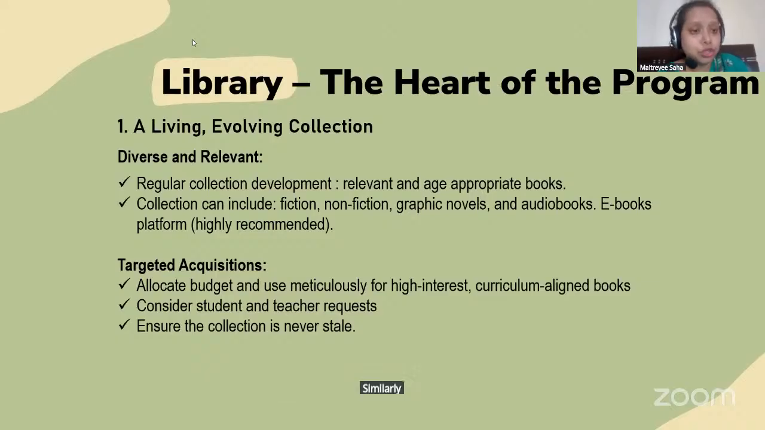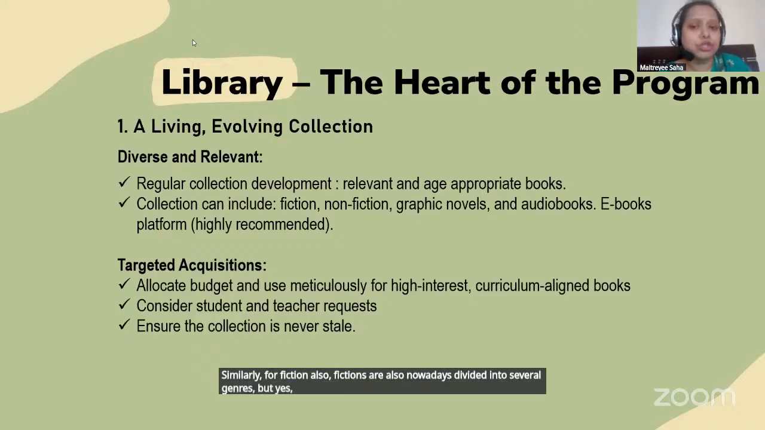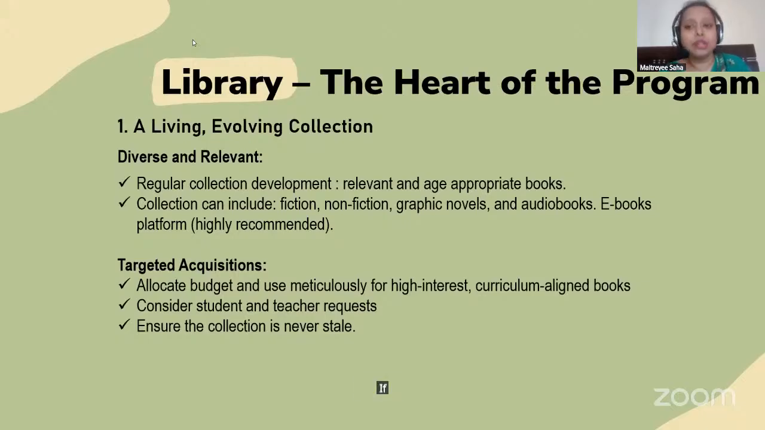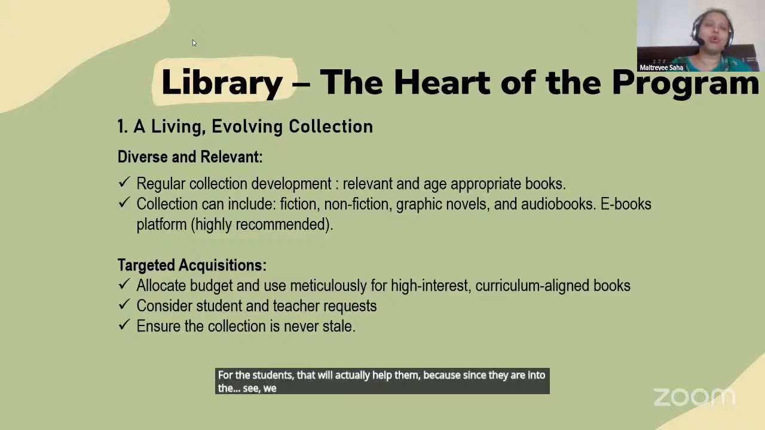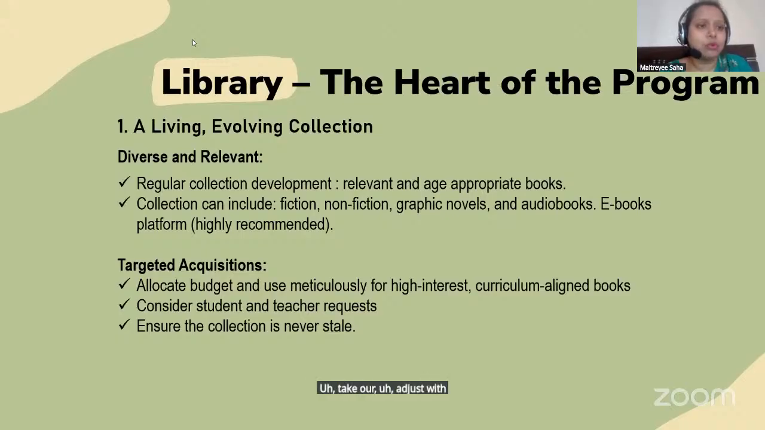Similarly, for fiction also, fictions are nowadays divided into several genres. But in general, fiction, non-fiction, graphic novels, all these should be there. If possible, I would like to suggest that you get one ebook platform for the students. That will actually help them, because we have to go with the flow. We really cannot say we will not incorporate AI, or we will not allow them to read from the screen. Those kinds of things will not work. So let us also adjust with how things are evolving.